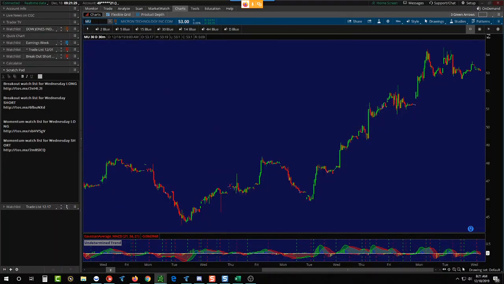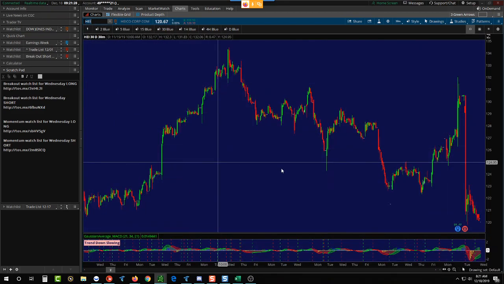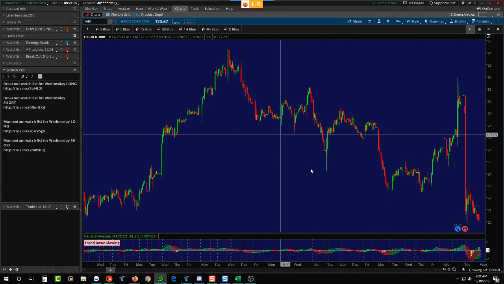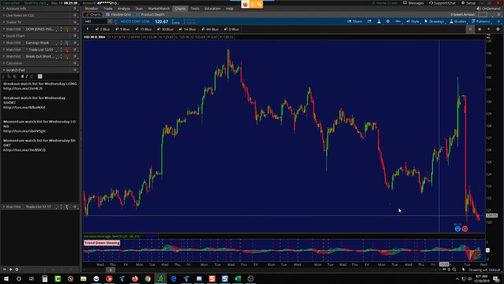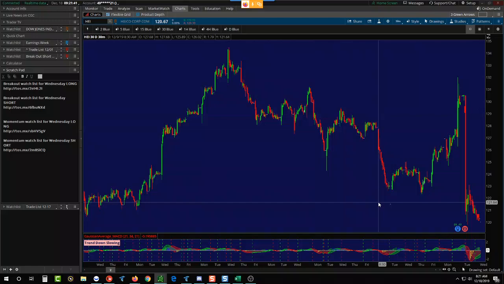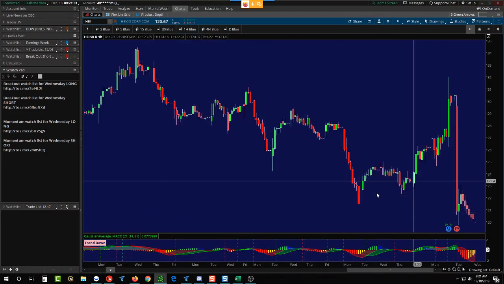HEI, and for disclosure, I am in a trade in HEI. I have an iron condor here that we put on at earnings. It needs to maintain above the 120 by Friday's expiration. I'm not interested in closing this trade early just to lock in a loss. I want to give this thing time to move around and bring itself back inside the wings.